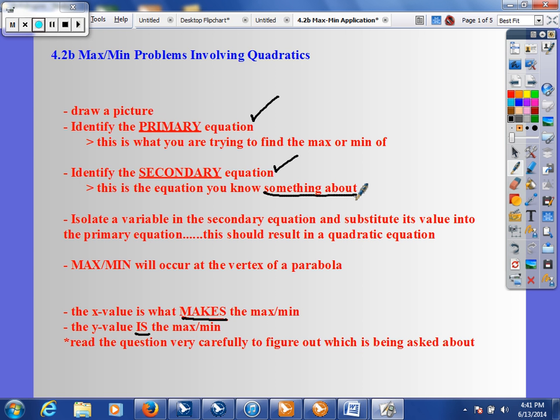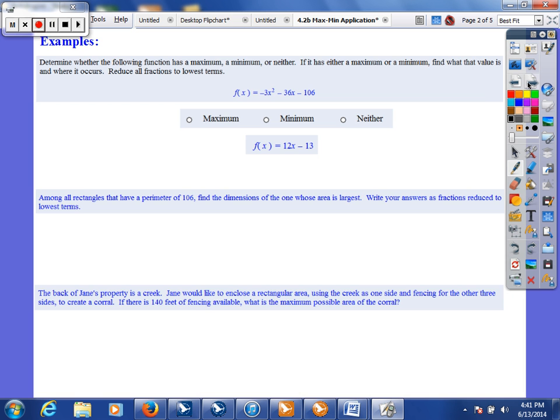Now, not seeing a problem worked out makes it a little bit complicated. So we're going to work through problems, and I'm going to go through these every time. What are they asking us to find? Are they asking for the x value of the vertex, or the max and min? What is our primary equation and what is our secondary equation? So let's look at some examples.